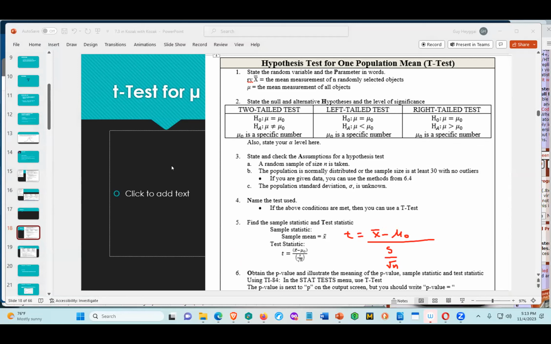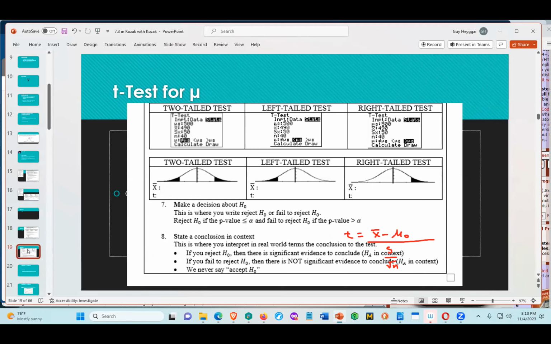Obtain a p-value, and that job will be like when we were testing for p. At that point, everything is pretty much the same. We make a decision in the same way, state the conclusion in the same way. Everything after that is pretty much the same.